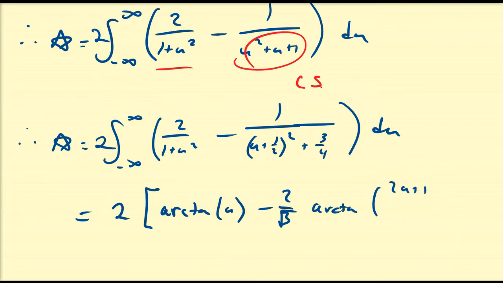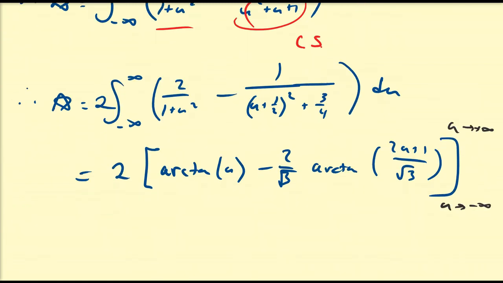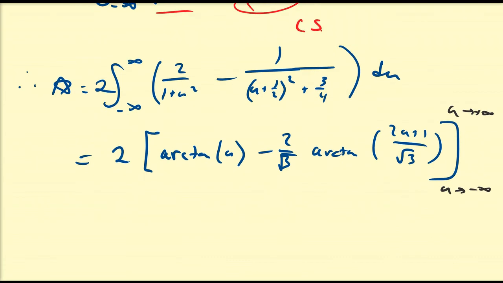Alright, so we have 2 times the arctangent of u minus 2 square roots of 3's arctangent of 2u plus 1 over the square root of 3. Right? And then we're going to send u to positive infinity, send u to minus infinity, and then subtract the limits. So remember that as u goes to infinity, arctangent u goes to pi over 2, and it goes to minus pi over 2 at the other end.